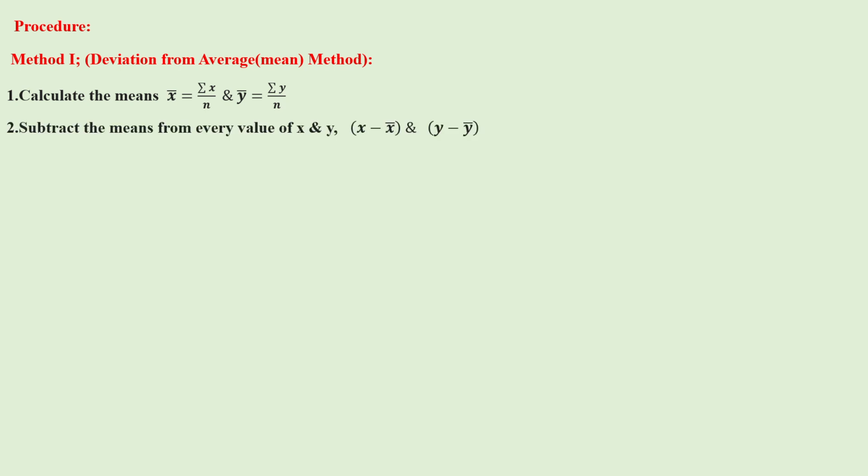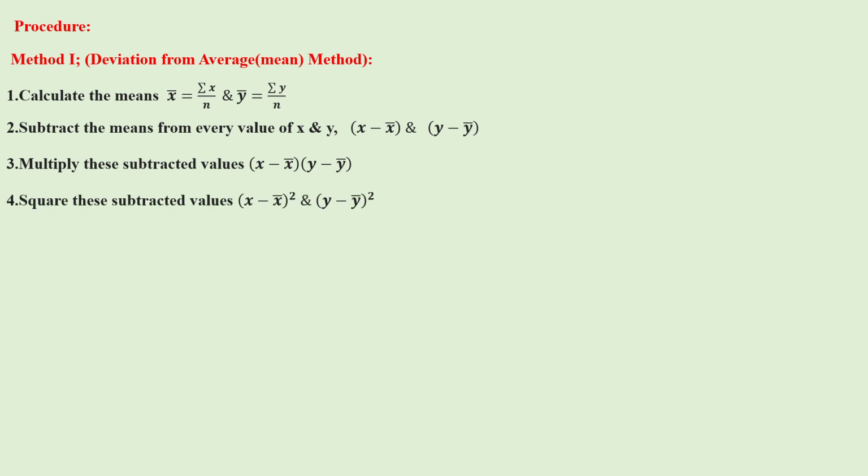So, procedure to find it. Method 1, deviation from average mean method. Calculate x bar, I already told you, sigma x by n, and y bar is equal to sigma y by n. Subtract the mean from every value of x and y: xi minus x bar and yi minus y bar. Multiply these subtracted values, xi minus x bar into yi minus y bar. Then square these subtracted values: xi minus x bar square, and yi minus y bar square.